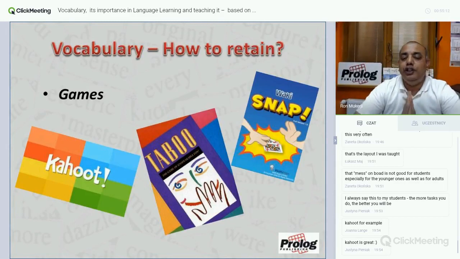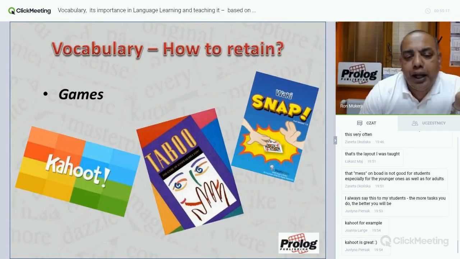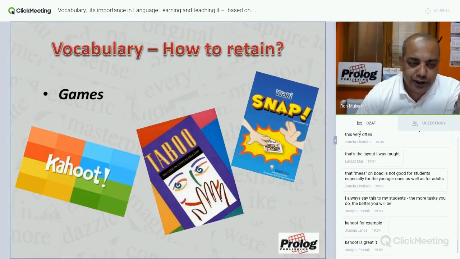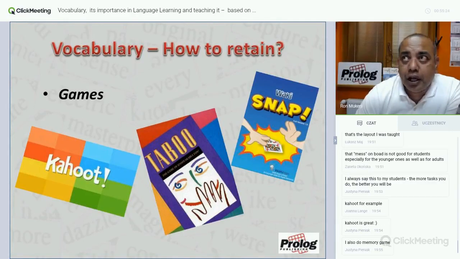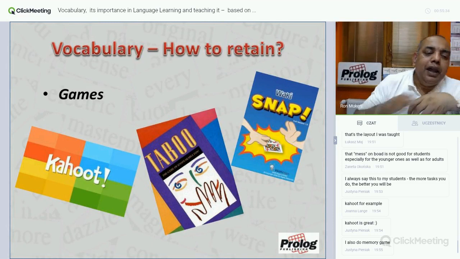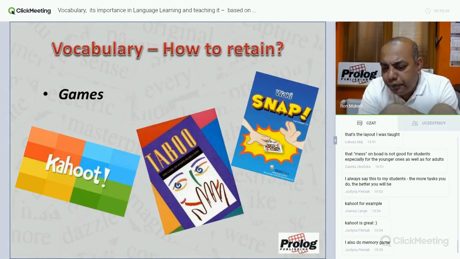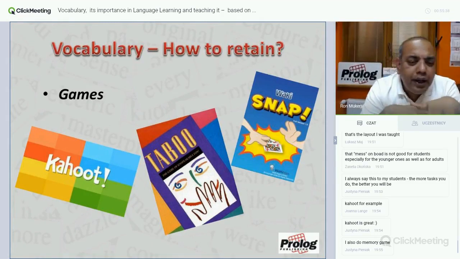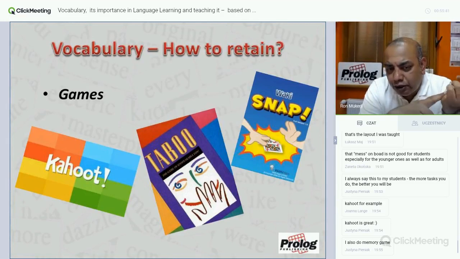There are loads of games. I think a big part of it is how you as a teacher carry it on. Because Snap is a memory game, it often leads to fights even. But the thing is, for example, are you familiar with Taboo? I'm sure you are. You can change the rules as you go on. You can make it more difficult, less difficult. It's up to you.